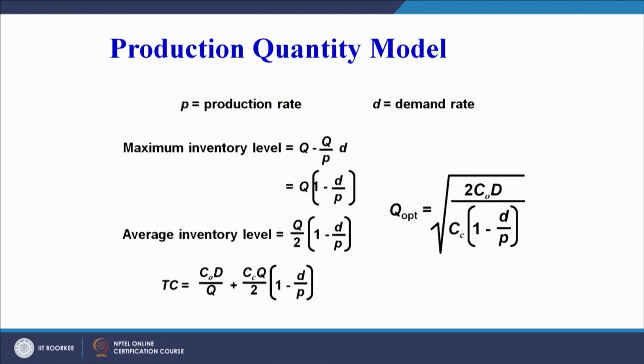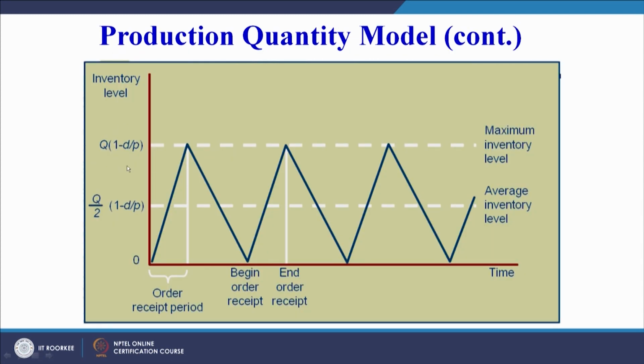Now we have to calculate the Q optimum, that is, the optimal quantity which will minimize the total inventory cost. Here we have P, the production rate, the rate at which we are receiving the material that we have ordered. D is the demand rate, which I have already explained. The maximum inventory level, as I have already told, Q can be the maximum, but we are also using material at the demand rate, and P is the production rate at which we are receiving. So Q minus Q D by P, Q into 1 minus D by P, which was in the previous slide, was the maximum inventory level, which is shown here.